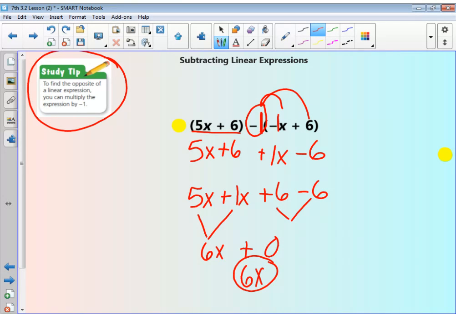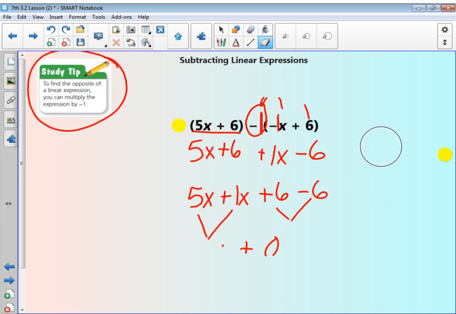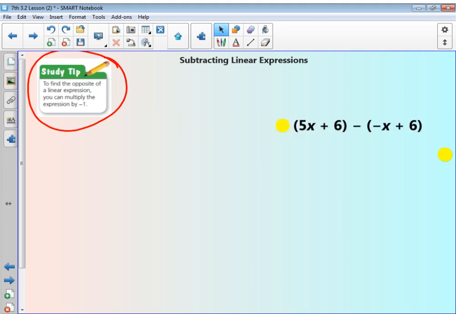Okay, you can always add 0 to any term because really it cancels out. There's really nothing there. You will never see, like on a standardized test, 6x plus 0. They will just leave it as 6x. Okay, so let's go ahead and try another one of those. Okay, so we have 7x minus 3, and then our little negative there.